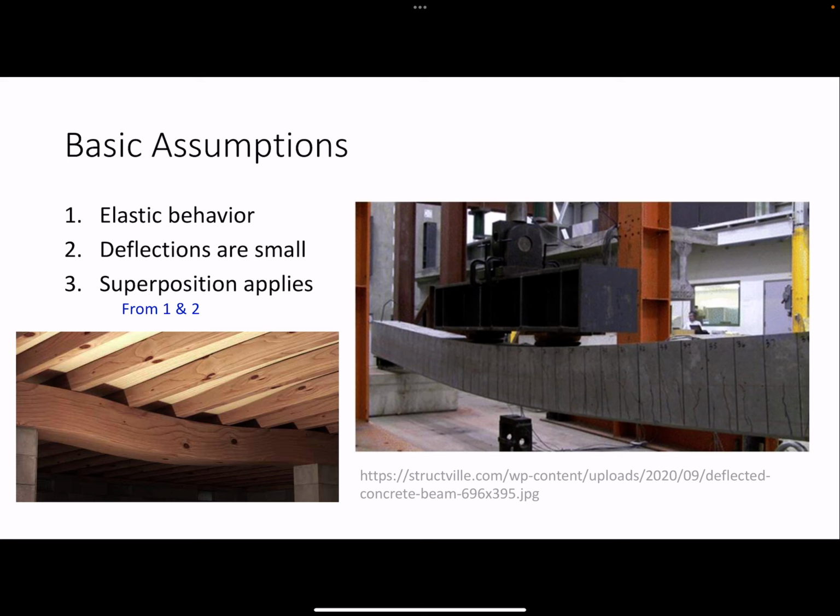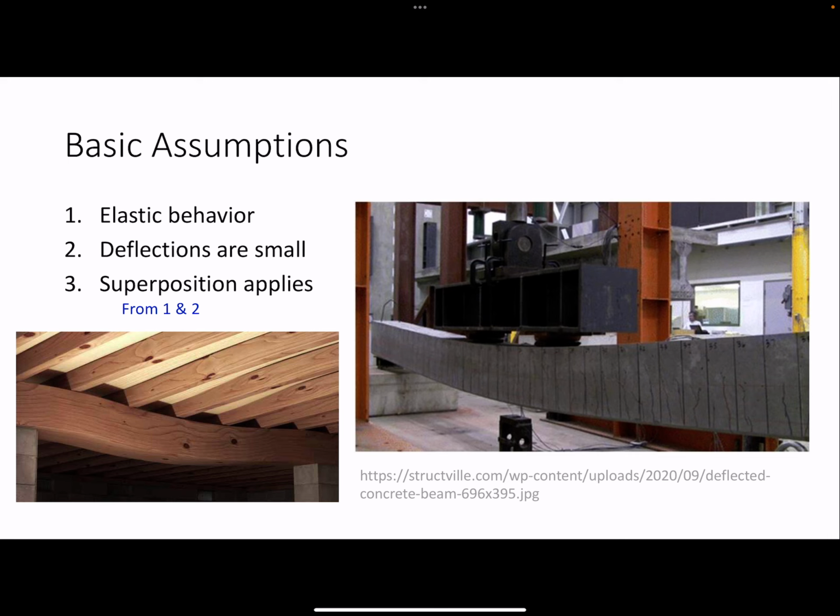And then if we have elastic behavior, we can apply the principle of superposition, which means that we can take individual loads, analyze them separately, right? Get individual sets of results for those loads, and then add the results together to get the effect of all the loads happening at the same time, all right? So we'll look at that.